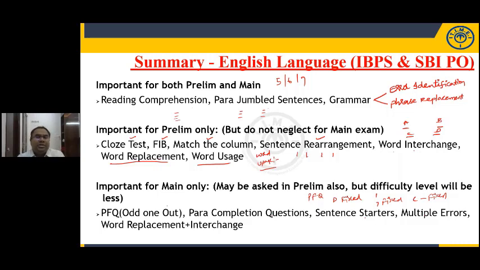All right, close test. A word is given in brackets. You have to fill the bracket with 2 words, or a comprehensive close test is given. Like that, we have multiple new models; the maximum number of new models appear in your English language section. But all those new models are built on the base models if you understand them. So word interchange, word replacement, close test or PFQ or sentence. The point is you have to understand the basic idea of attempting those question types.